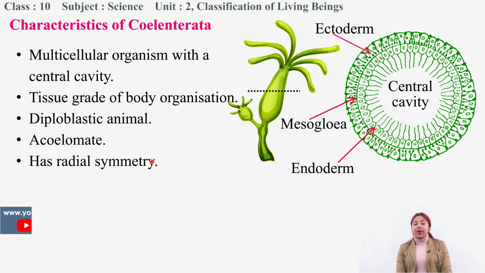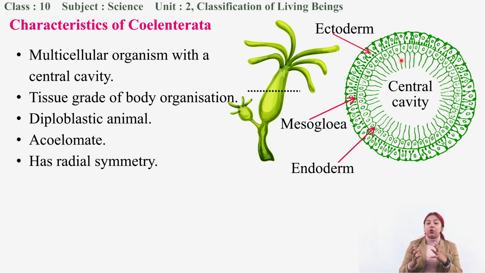Now they have radial symmetry. Now we can divide this organism like this into two mirror parts. We can also divide it like this into two mirror parts, like this into two mirror parts. In any way, radially, we can divide it into two mirror images. So that's why we can say that they have radial symmetry.